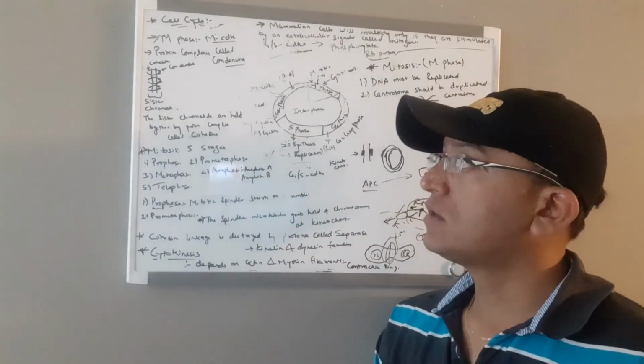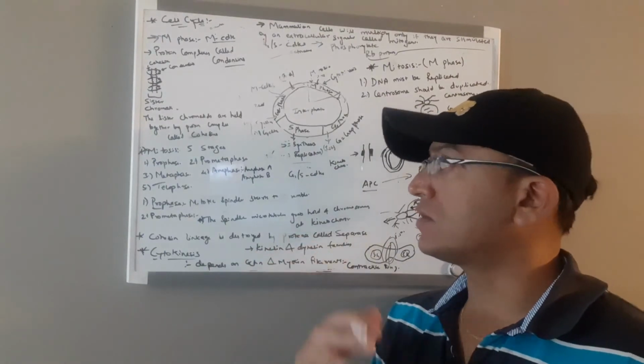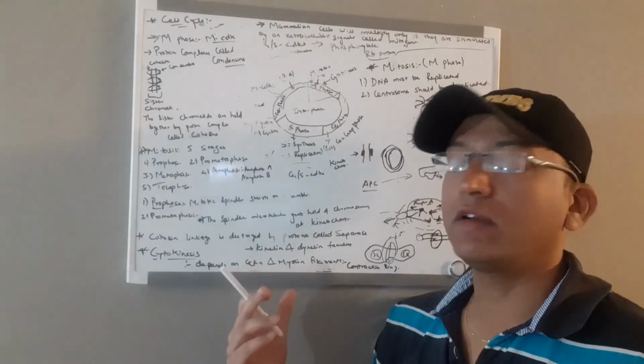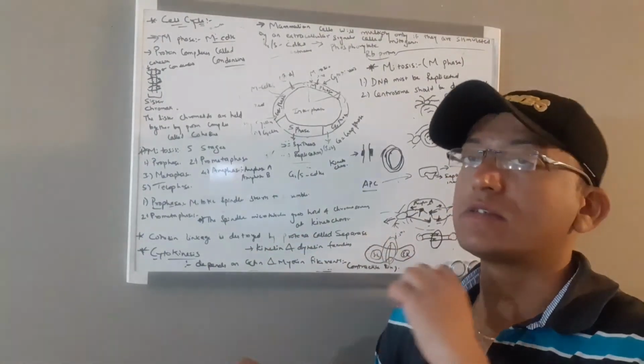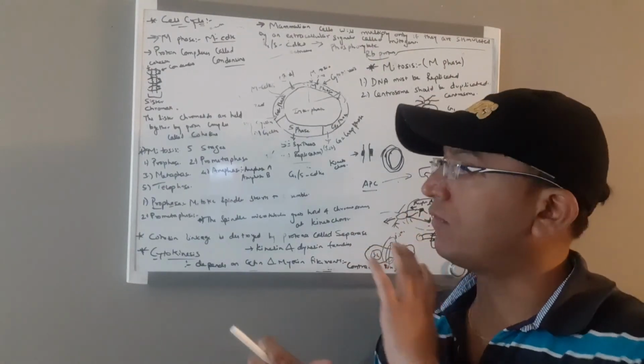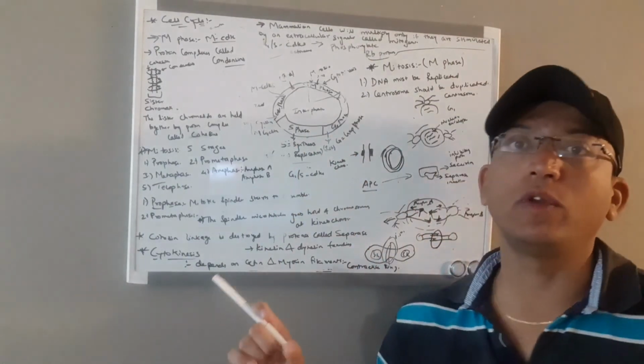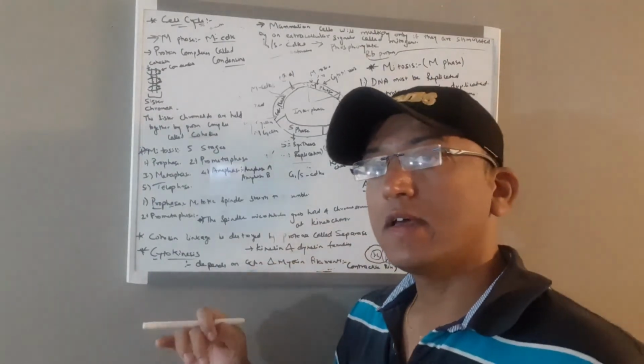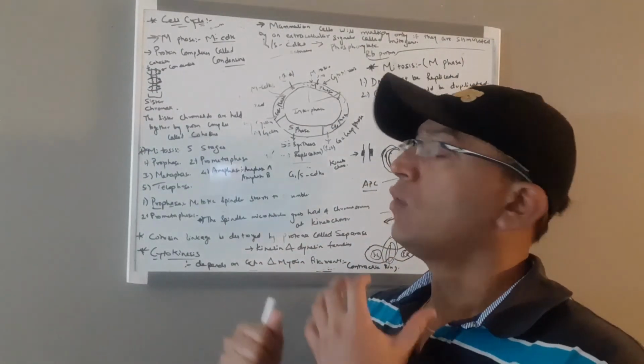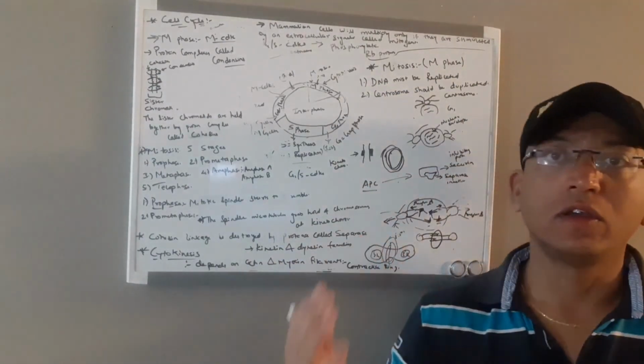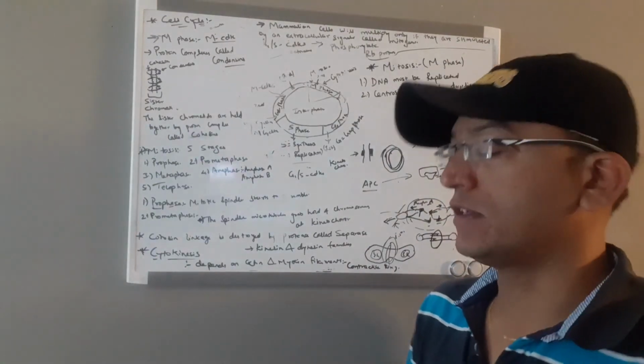Alright guys, so this is a very long process, right? But I will make a summary of this entire cell cycle using the most important points, and maybe that will help you to revise when you're revising the cell cycle.